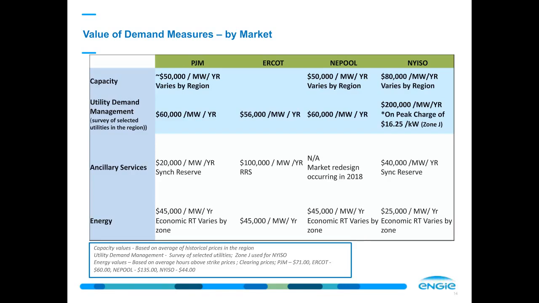The interesting thing, though, is that you can see below on your utility demand management, which is your PLC that's used to calculate transmission costs, taking advantage of lowering your PLCs for capacity most likely will also have a fairly sizable impact on your transmission costs as well.